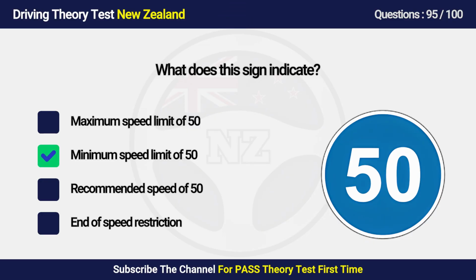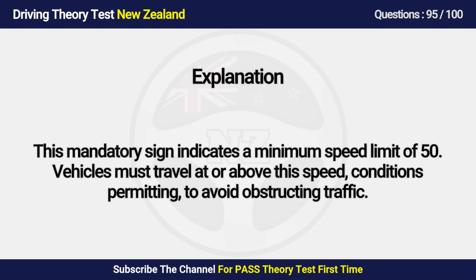Answer is B. Minimum speed limit of 50. This mandatory sign indicates a minimum speed limit of 50. Vehicles must travel at or above this speed, conditions permitting, to avoid obstructing traffic.